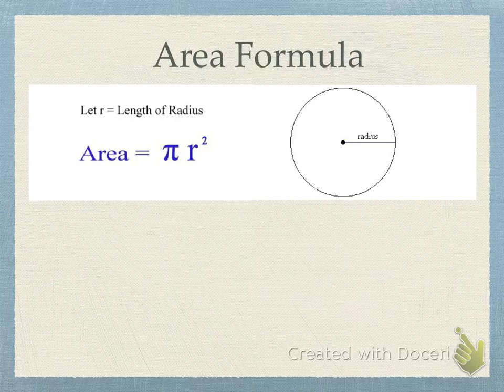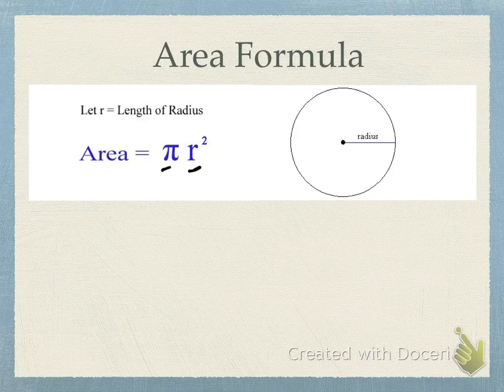The area formula for a circle is listed below. It is pi r squared. Well, what does that mean? Well, pi is the number 3.14, as we talked about earlier in the chapter. And r represents the radius, which in the picture you can see is the distance from the center of the circle to any outside edge.